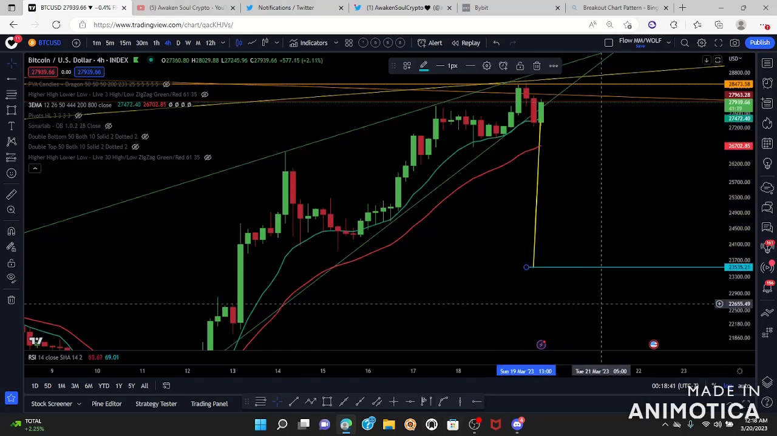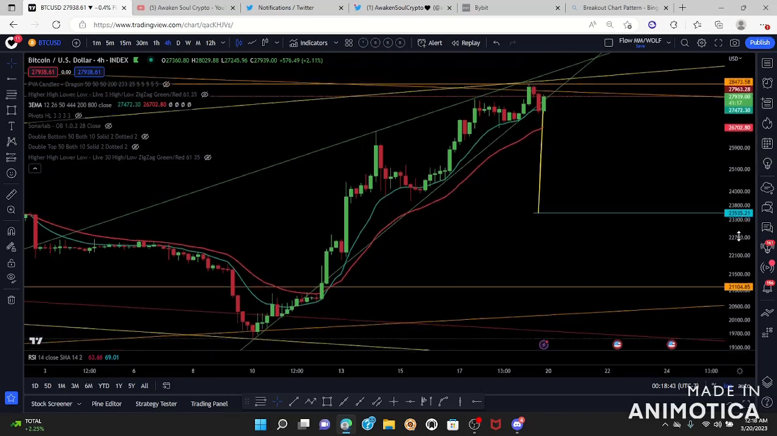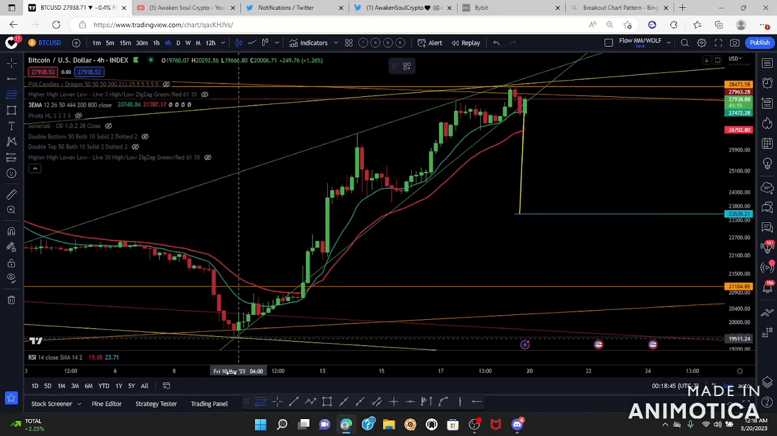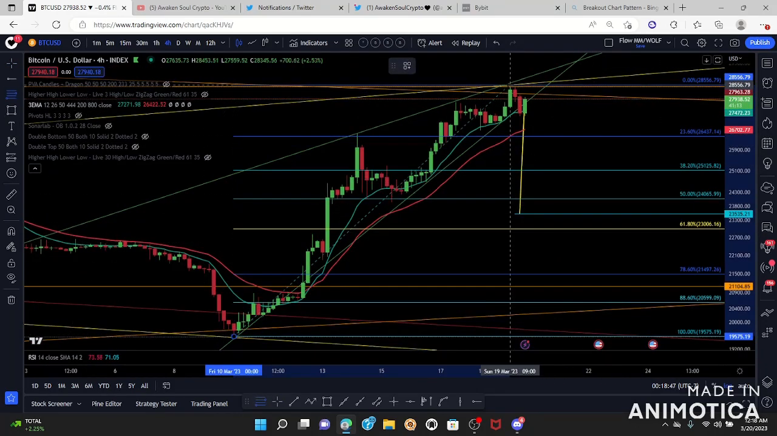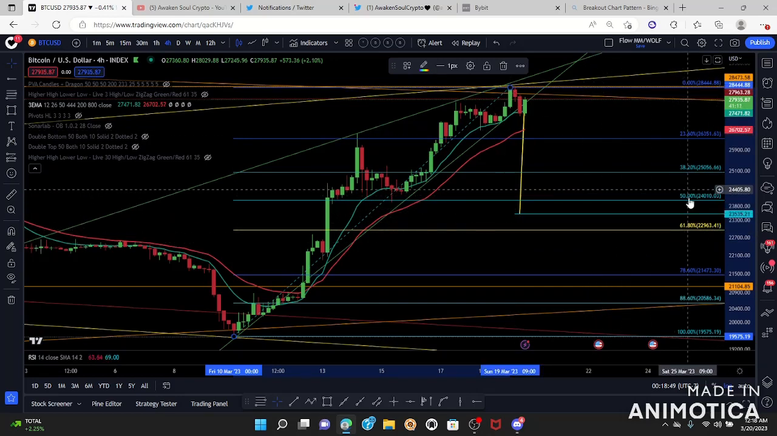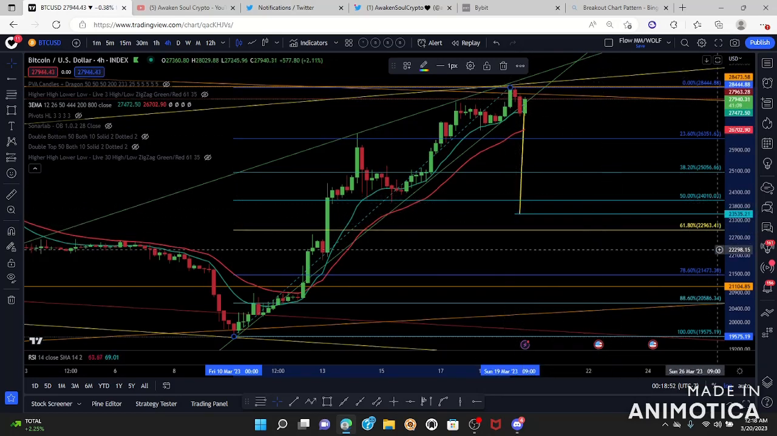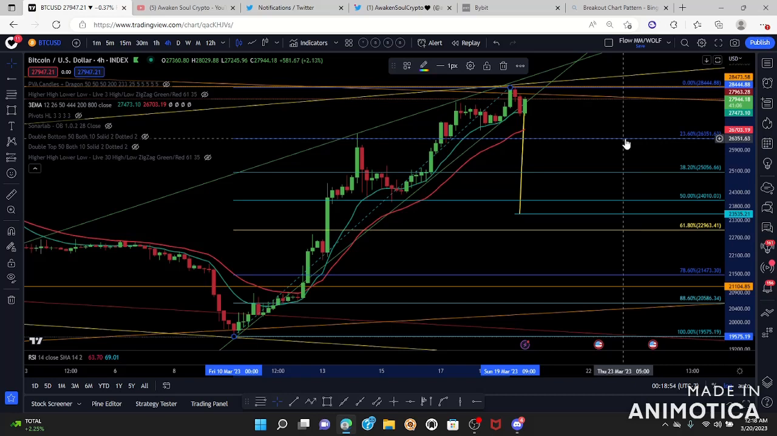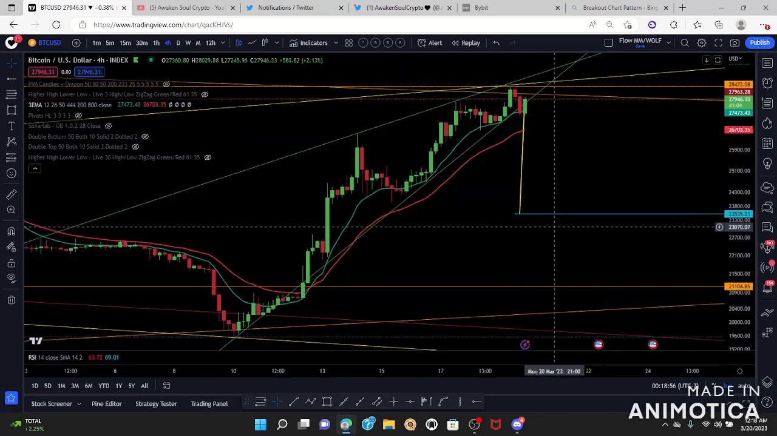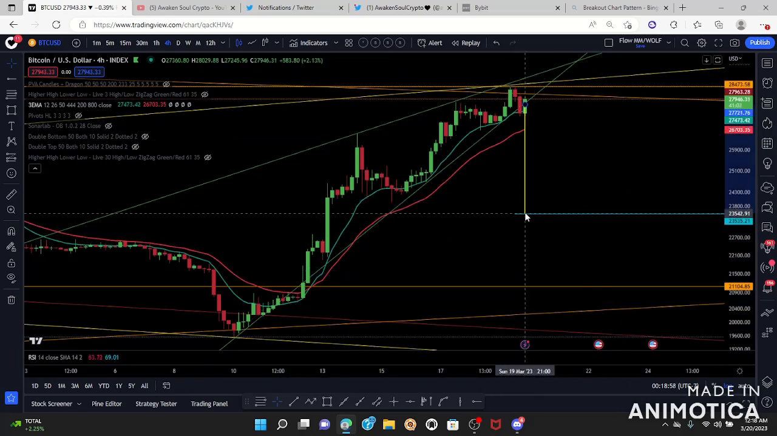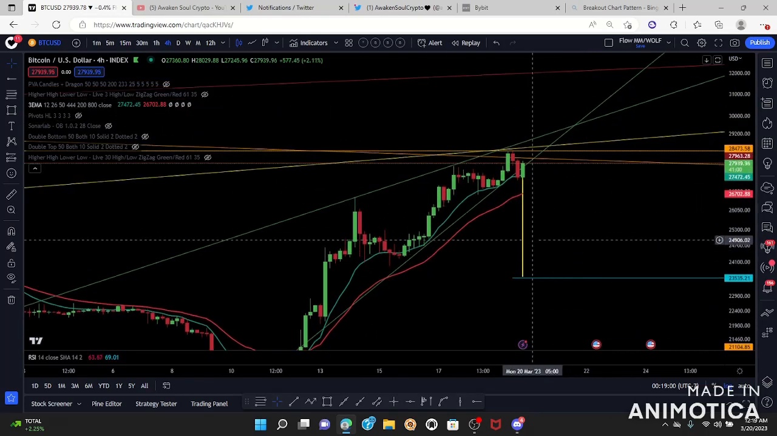Let's see if that corresponds with the fib retrace from the bottom here to the top. So around 56, golden pocket, right in between the golden pocket and the 50% retracement. So that would be our measure move in the 4 hours for this rising wedge.